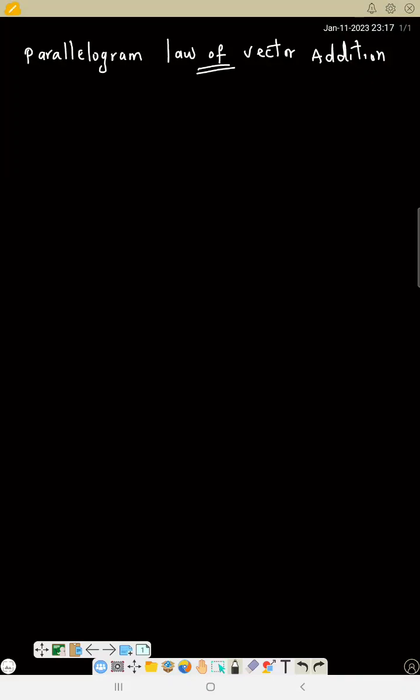Let us learn concepts. So I'm starting from parallelogram law of vector addition.